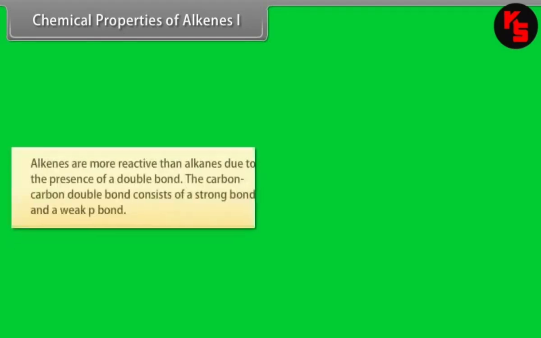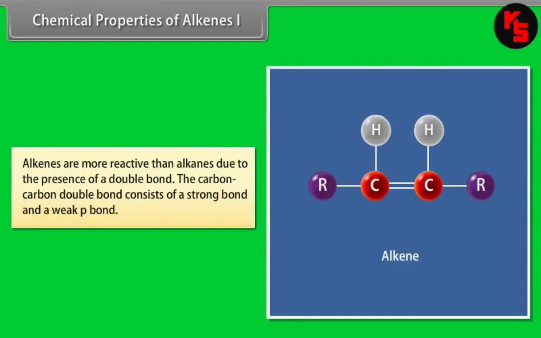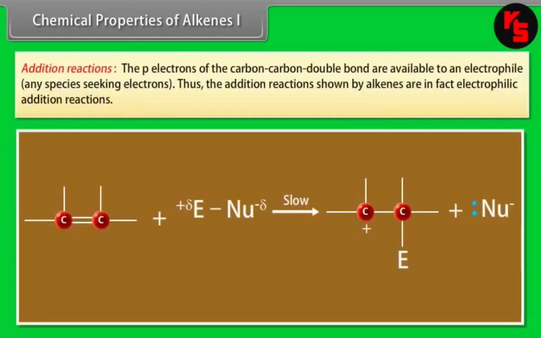Chemical properties of alkenes, Part 1. Alkenes are more reactive than alkanes due to the presence of a double bond. The carbon-carbon double bond consists of a strong sigma bond and a weak pi bond. Addition reactions. The pi electrons of the carbon-carbon double bond are available to an electrophile, any species seeking electrons. Thus, the addition reactions shown by alkenes are in fact electrophilic addition reactions.